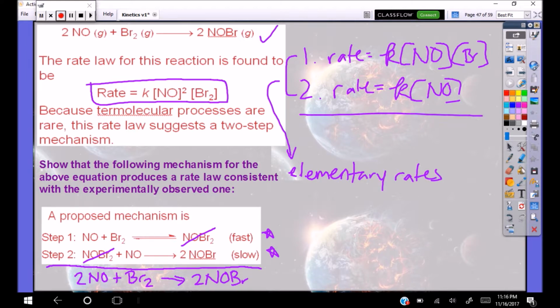And to get my rate law, I just have to combine these. So the rate is going to be equal to k NO squared and Br2. And that matches up with what I have here. So perfect. This is a valid mechanism. Okay.